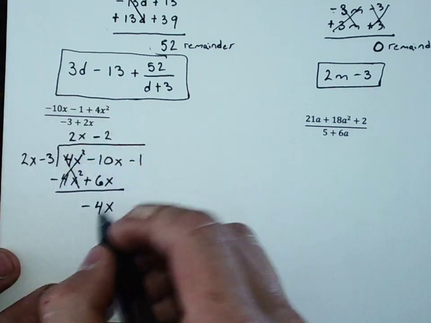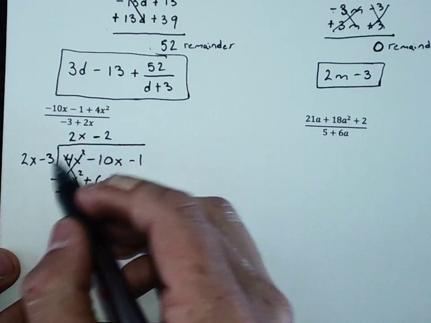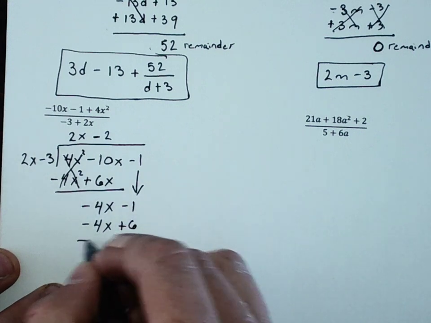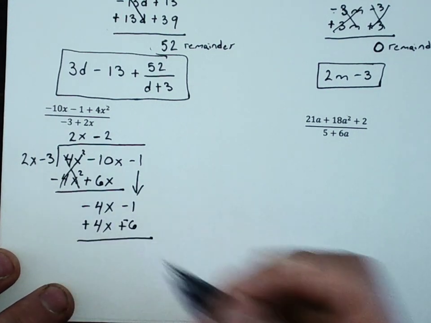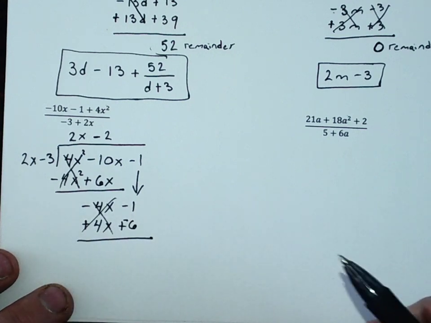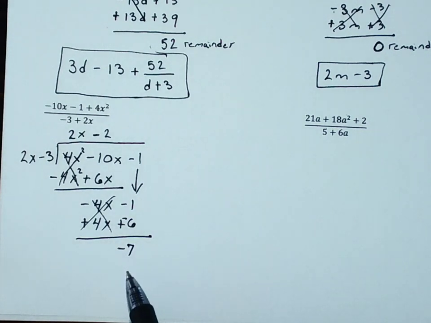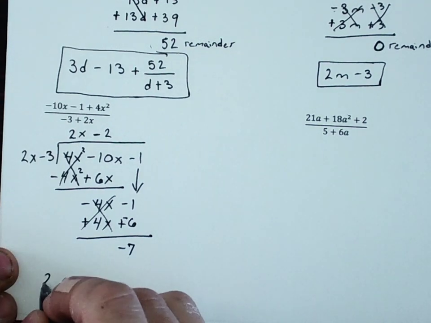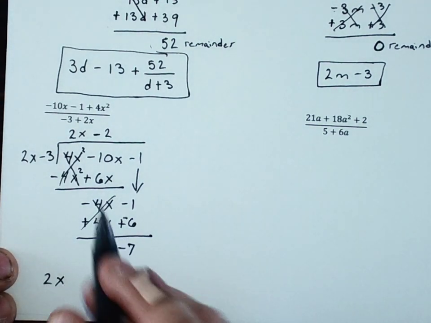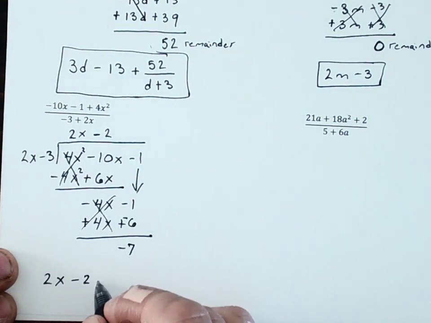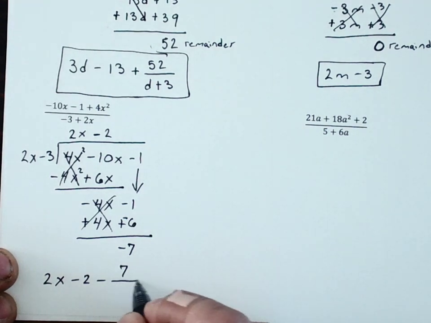I take negative 2 times 2x, which is negative 4x. I take negative 2 times negative 3, which is positive 6. You bring down the minus 1, and you subtract both of them. This goes to 0 as it should, and this is negative 7. So negative 7 is the remainder. So this does not go in evenly. So if I take 2x minus 3 and I divide it into 4x squared minus 10x minus 1, you get left with 2x minus 2 minus 7 still being divided by 2x minus 3.